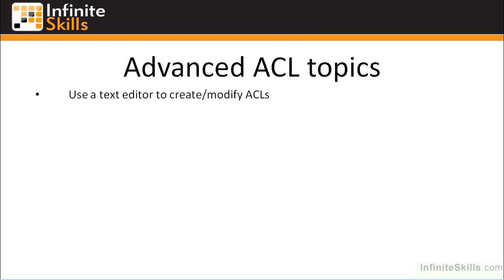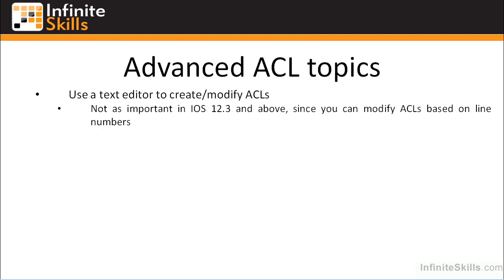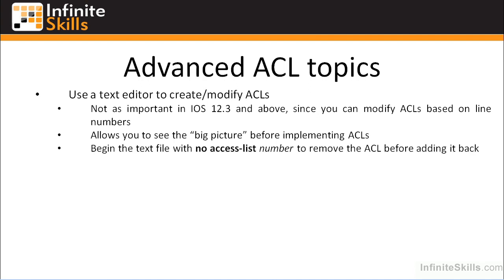The next bit of advice I'll pass along is to use a text editor to create and modify your ACLs. That's not as important in IOS 12.3 and above, since you can modify the ACLs based on the line numbers. You can go into the access control list and do no 10 and it just removes line 10. Or you can put in a line 11 and then remove line 10 afterwards, whatever floats your boat. However, using a text editor allows you to see the big picture before you actually implement your ACL. And to keep in line with our previous bit of advice, always begin your text file with no access-list and the number to remove the ACL before you add it back.